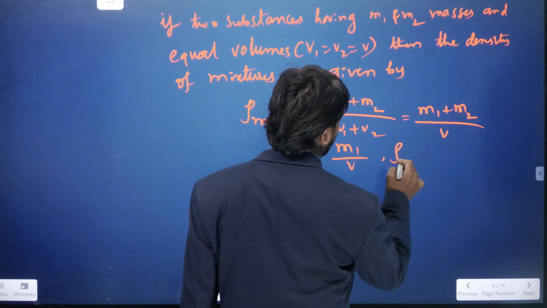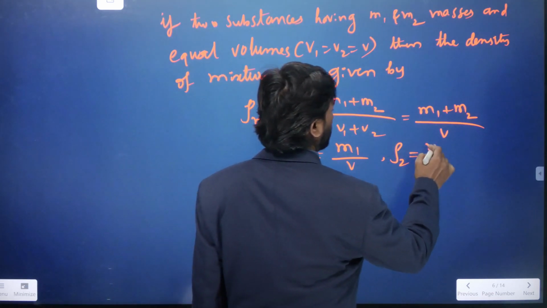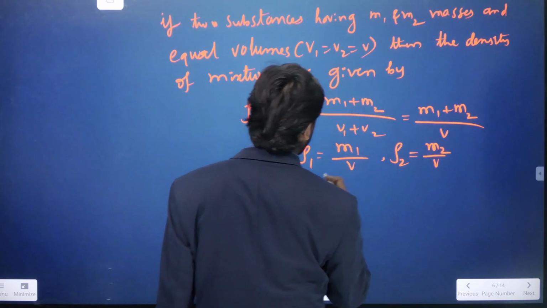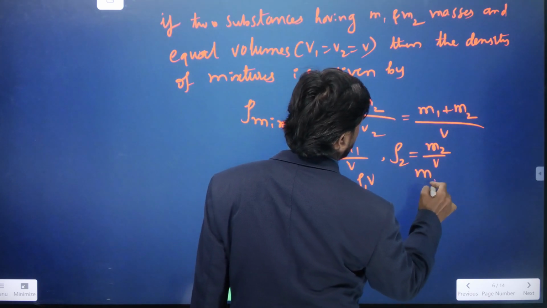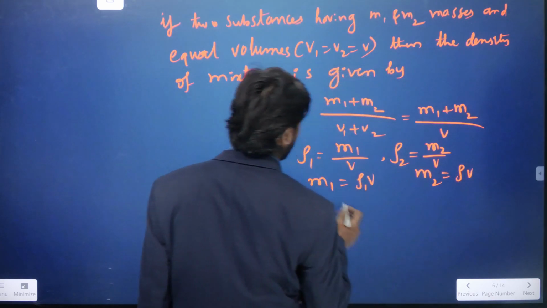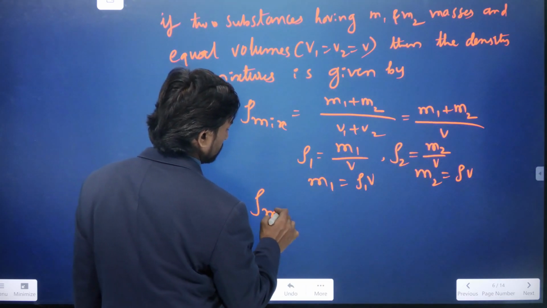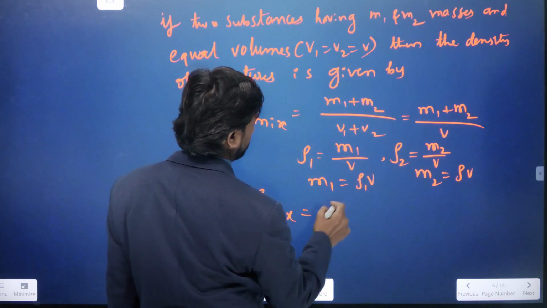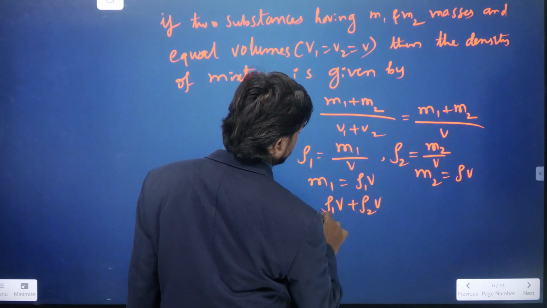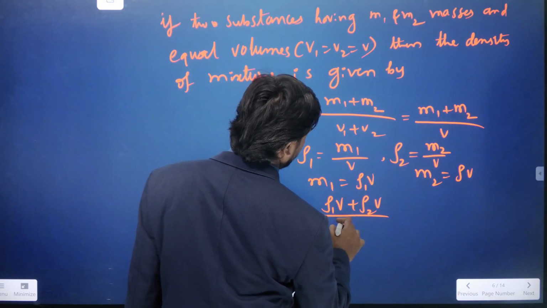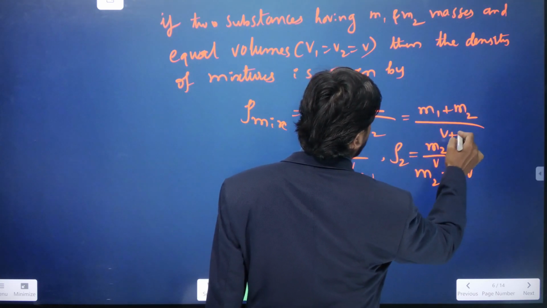In the same way, the second substance having the density rho 2, that means it is the ratio of the mass of the substance and the density. So from this we can write M1 is equal to rho 1 into V and M2 is equal to rho 2 into V. Now if you substitute these two in the density of the mixture formula, density of mixture is equal to M1 plus M2, what you got there, rho 1 plus rho 2 times V, divided by V1 plus V2. So V1 plus V2 means V plus V we can write now.